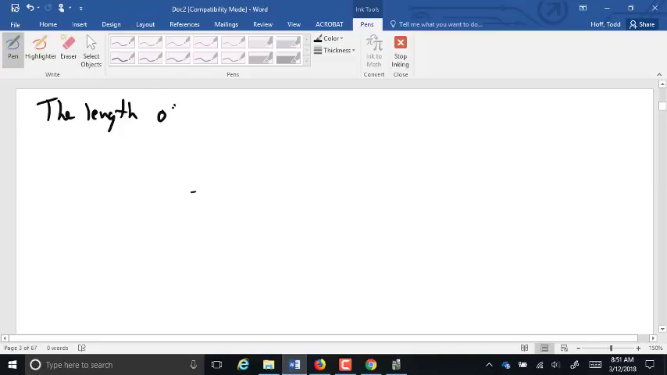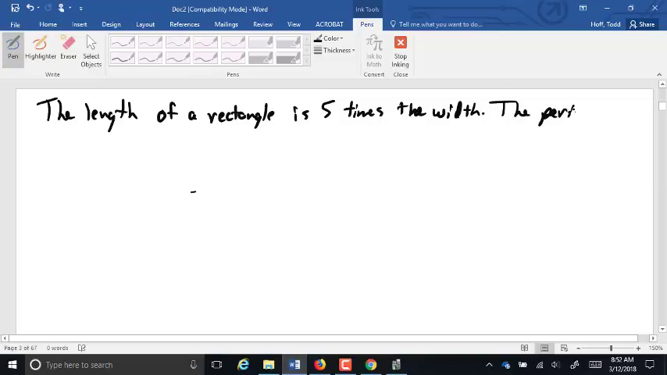We might have the length of a rectangle is 5 times the width. The perimeter is 300. Find the length and the width. I want you guys to try that one in your notes.